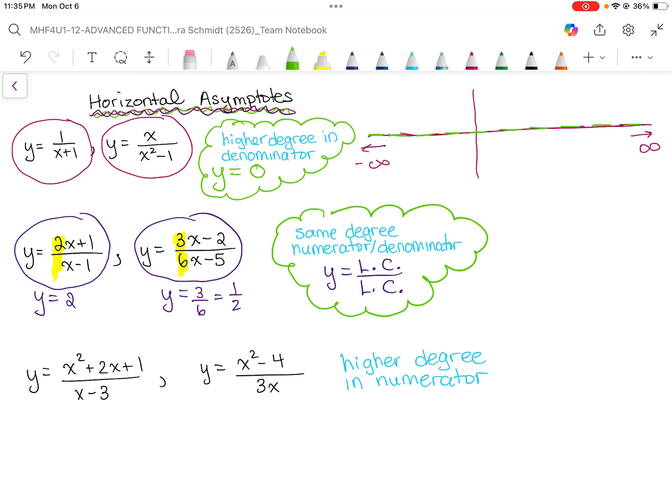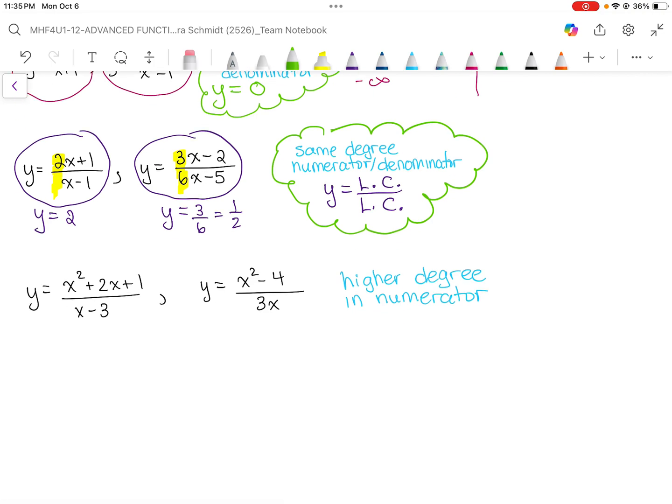Okay, in our last case, if you end up having a higher degree in the numerator this time, in these cases, they're kind of weird. They actually don't have horizontal asymptotes. They actually have something called an oblique asymptote, or it's sometimes called a slant asymptote. So it's not horizontal, it's actually going to be on a slant. So if you have a higher degree in the numerator, in fact, it has to be specifically 1 degree higher.